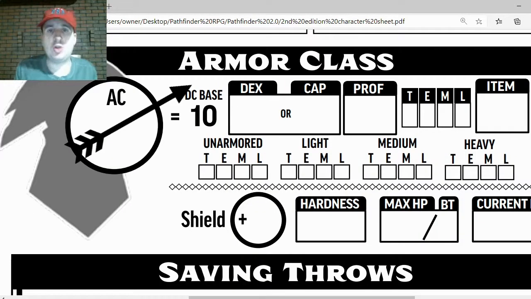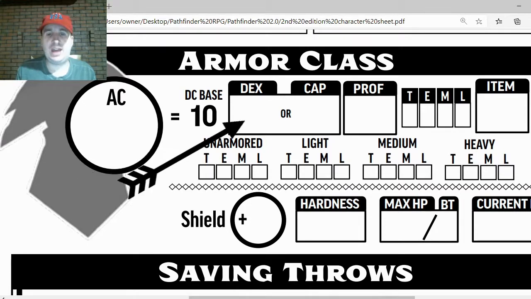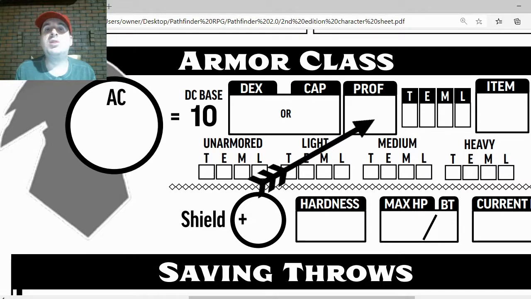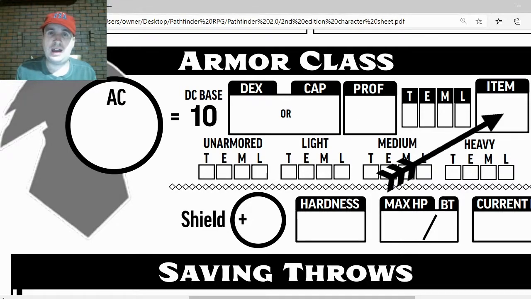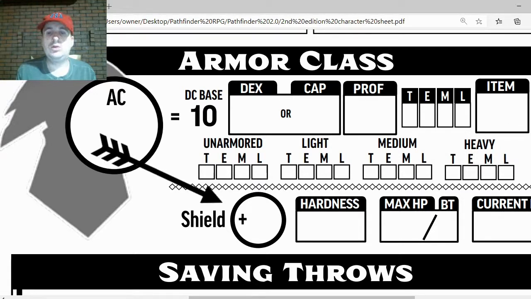Your character's armor class, or AC, is a measure of how hard it is to hit your character with certain abilities, such as strikes and spells that require an attack roll. This is equal to 10 plus your dex, plus your proficiency bonus, plus any item bonus that your armor gives you. You can also wear a shield to increase your armor class. I'll talk more about armor and shields when I get to my equipment video.